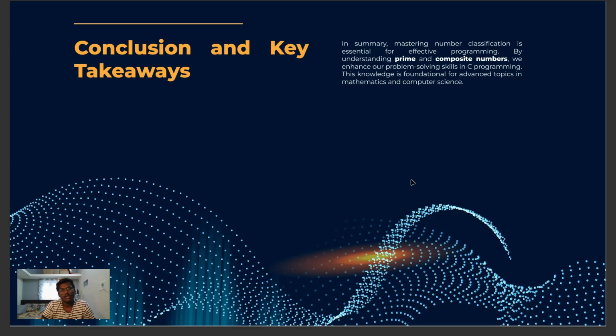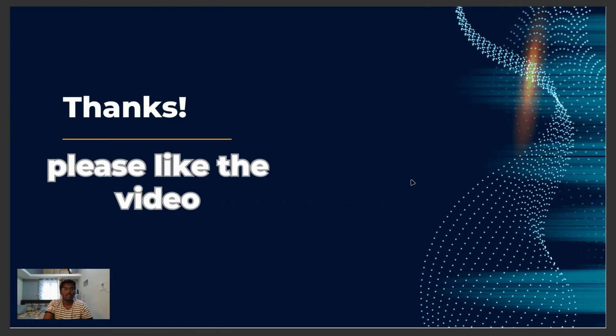So the conclusion: in summary, math is essential. By understanding prime and composite numbers, we enhance our problem solving skills in C programming. This knowledge is foundational for advanced topics in mathematics and computer science.